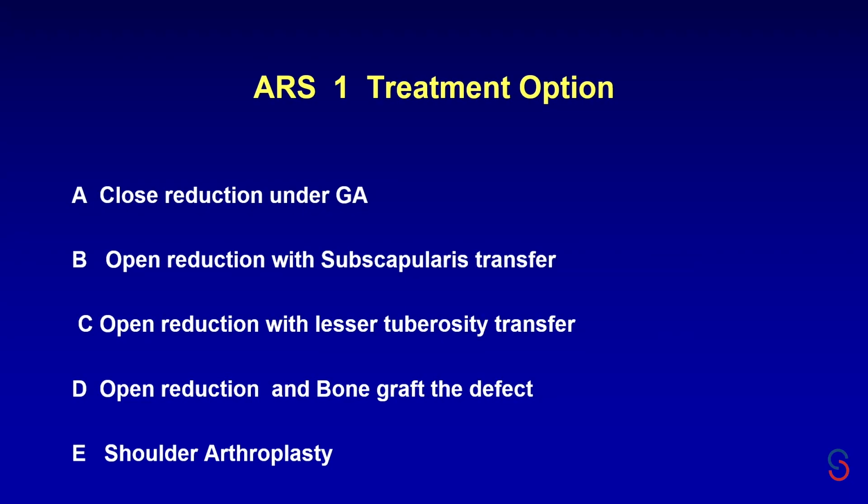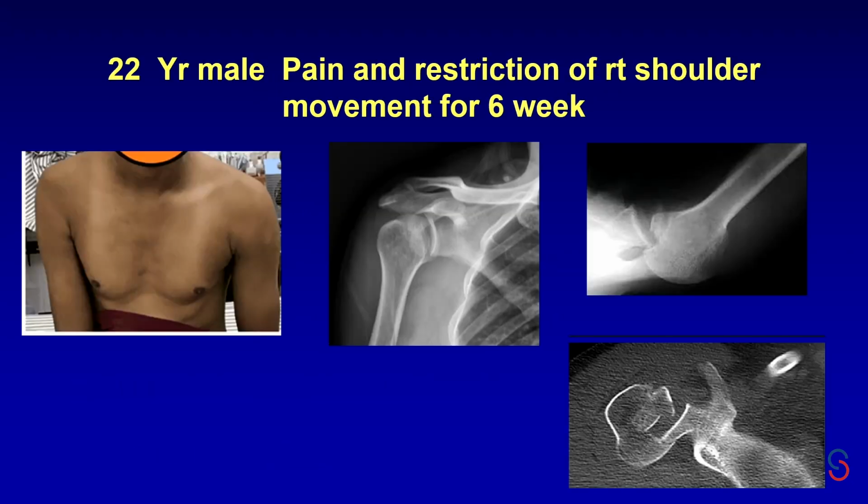For a case of 6 weeks, we have options B and C: open reduction with subscapularis transfer, or open reduction with lesser tuberosity transfer. Roshan, what would you prefer in this case? I told you, first I want to see the CT and MRI. CT is there, MRI is not there. I think the CT has sufficient information for you to answer, Roshan. For this, I want to see more of a 3D view of the humeral head compression and the amount of anterior bone loss. Between 25 to 30%.